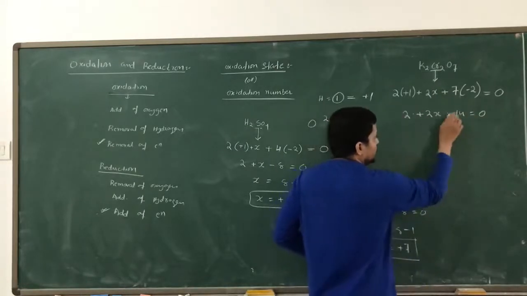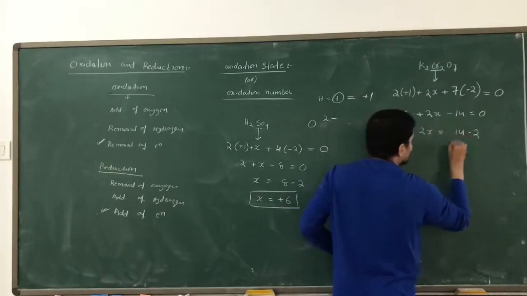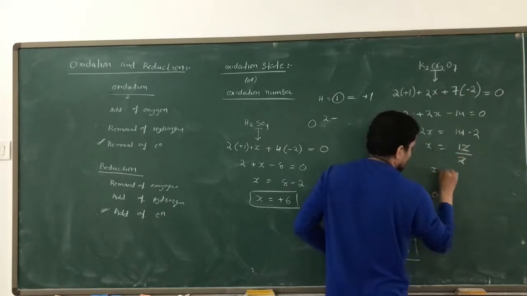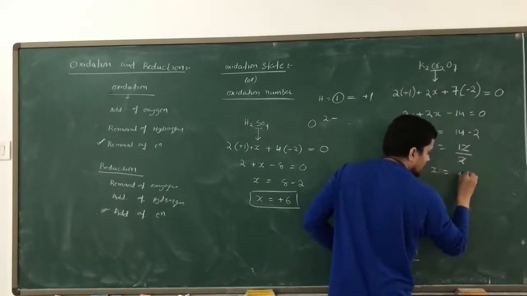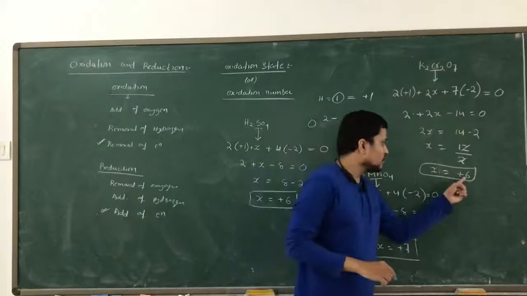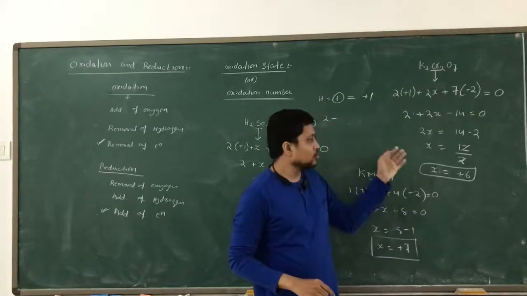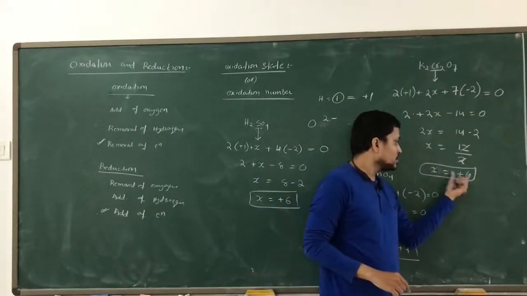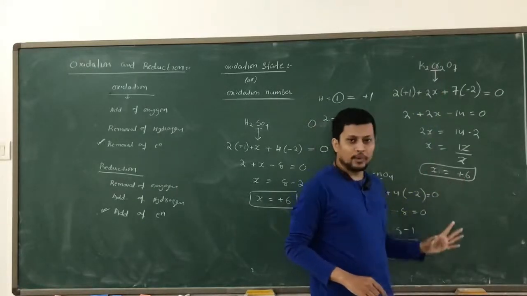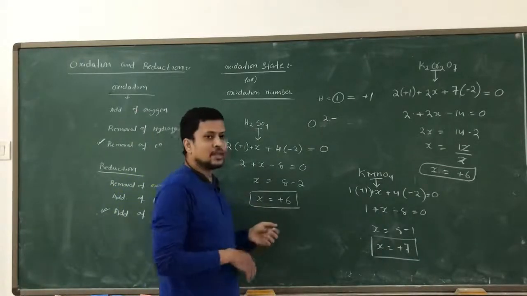Then 2 plus 2x, 7 into -2 is -14, is equal to 0. Now if I take this 2 and 14 to the other side, then 2x is equal to 14 minus 2. So 12 by 2, x is equal to 6. So x is equal to +6. This is the oxidation state of 1 chromium, because we are getting x, not 2x. If I go for 2x, it is +12. But here we got x, that is nothing but for 1 chromium, and the oxidation state we got is +6. So for each and every compound, we can find the oxidation state by using this mathematical method.